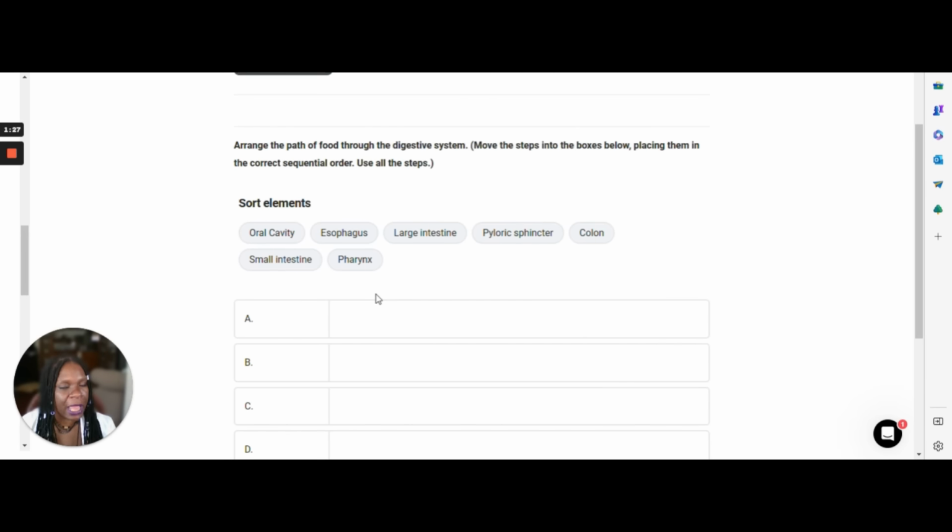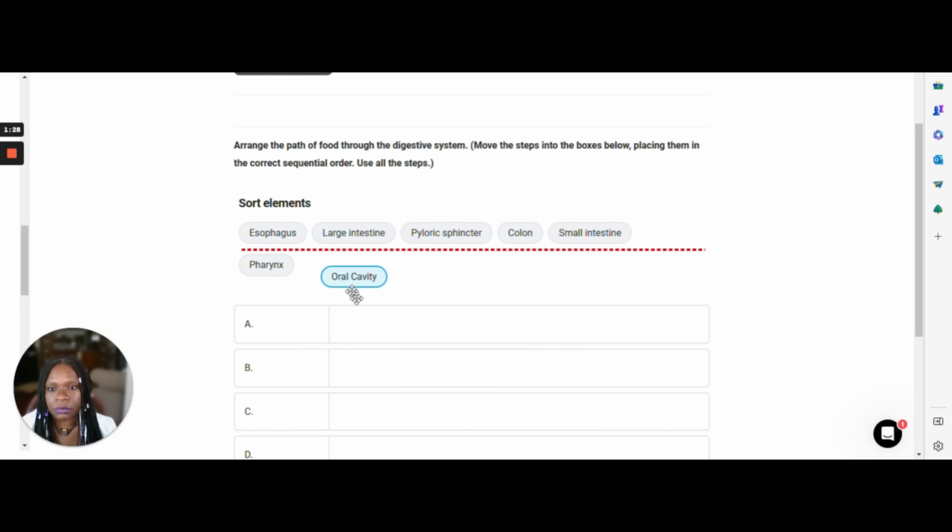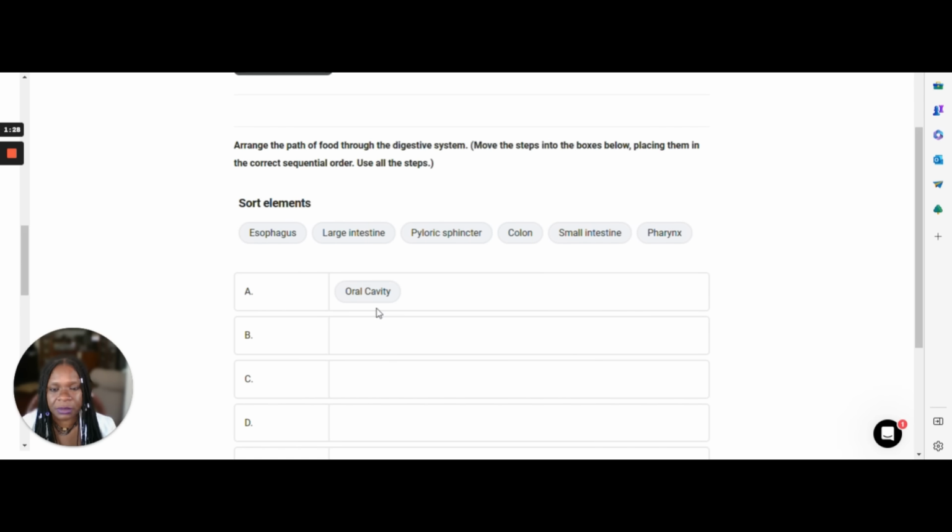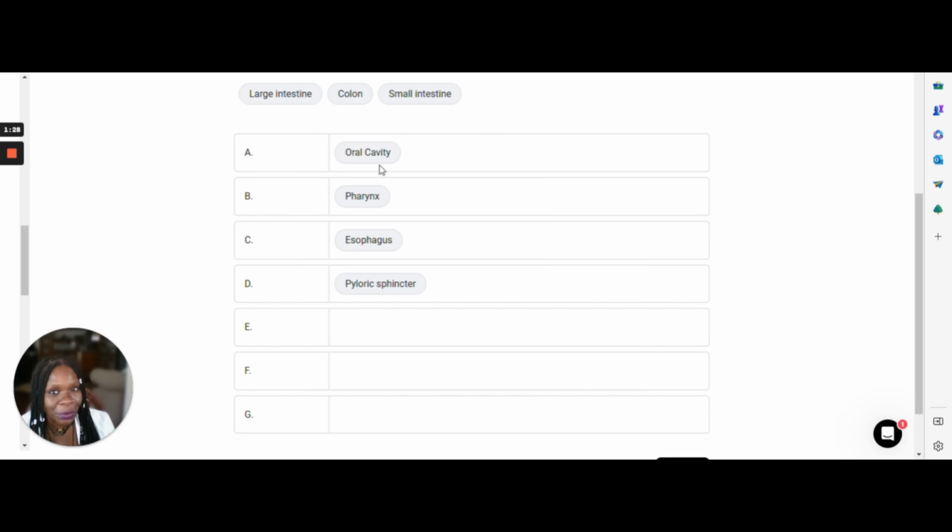So think about what happens when you take a bite of a cracker. It's going to be in your oral cavity first of all, but what happens after it leaves the mouth? So we're going to start with what we know, which is the oral cavity. It's going to be the first part, that's the mouth. Think of that diagram where you see the guy in a side profile and you can see the mouth and it goes down. It's going to start in the oral cavity.